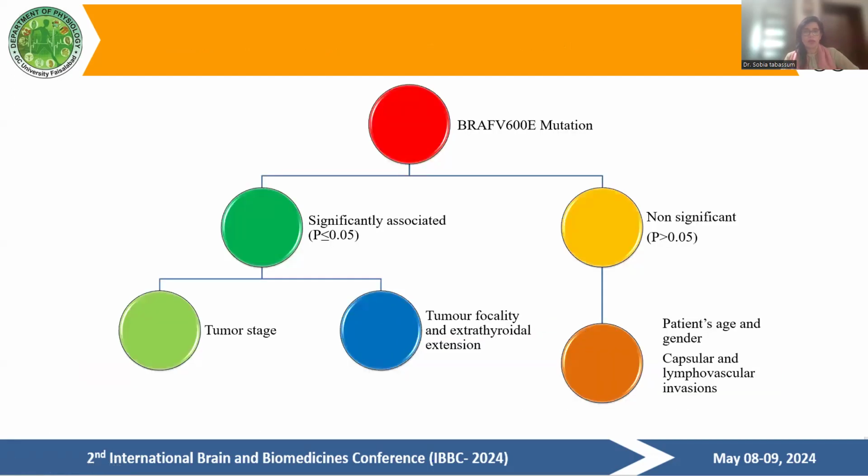So what are the overall results of this staining and the immunohistochemistry results? We have calculated that the BRAF V600 mutation is significantly associated with the tumor stage. Like we got very good sort of staining and the perfect binding of the antibody at stage 2 and 3 and so on. And this was also very much significantly associated with the tumor focality and extrathyroidal extension. They are also very much obvious in all the staining slides.